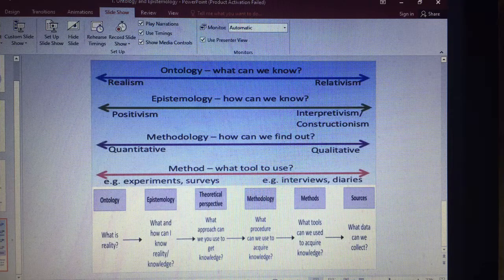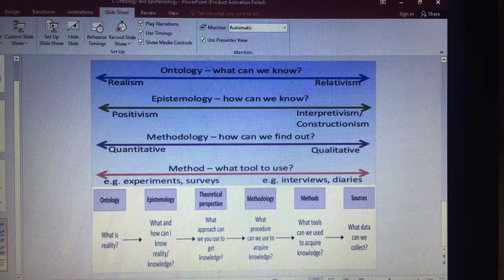So, in actual fact, ontology is what is reality, and epistemology is what and how can I know reality or knowledge? This is the question to ask. In theoretical perspective, what approach can you use to get knowledge? Then methodology, what procedure can we use to acquire knowledge? What is the procedure that we follow to acquire knowledge?